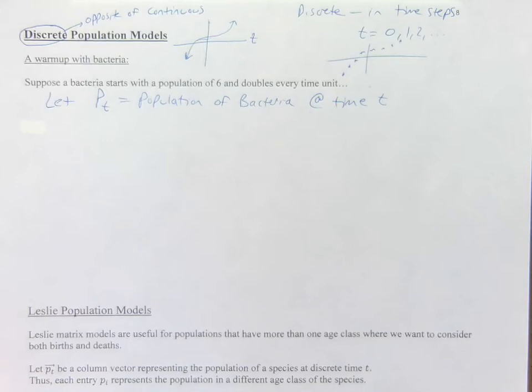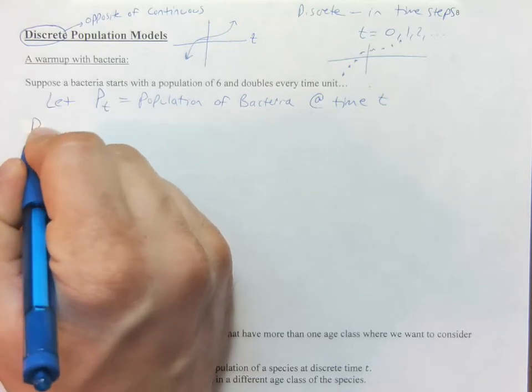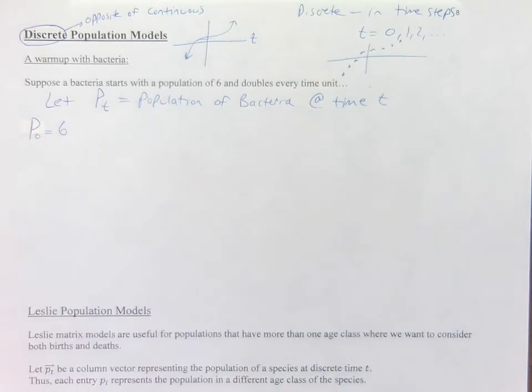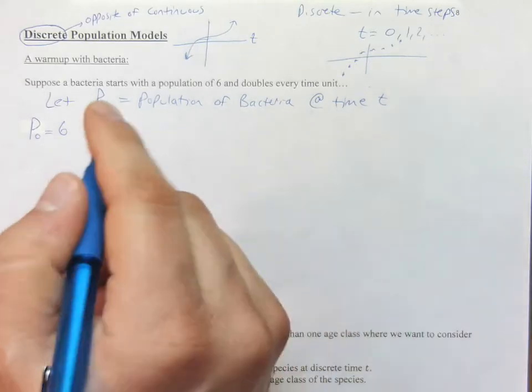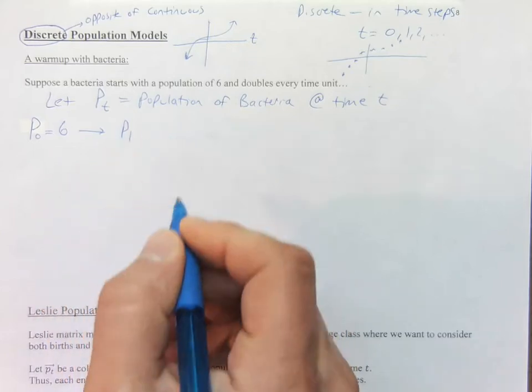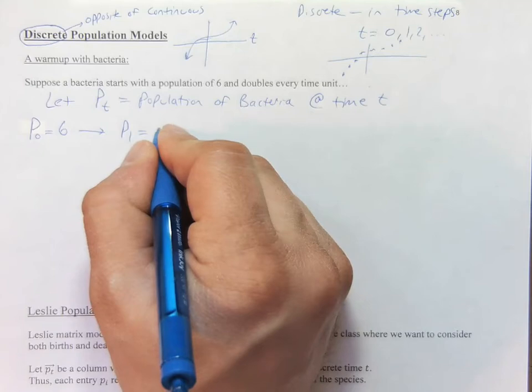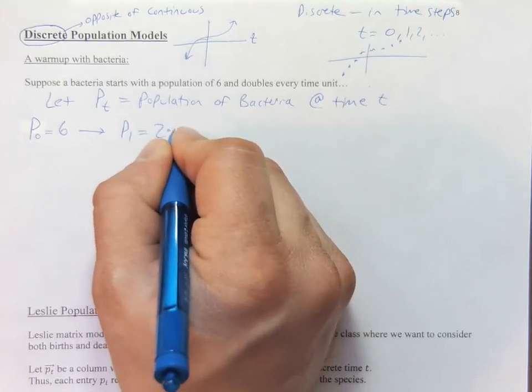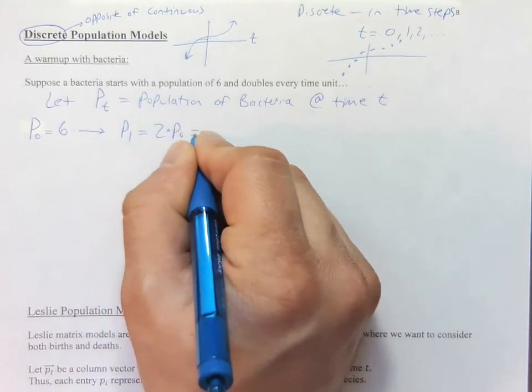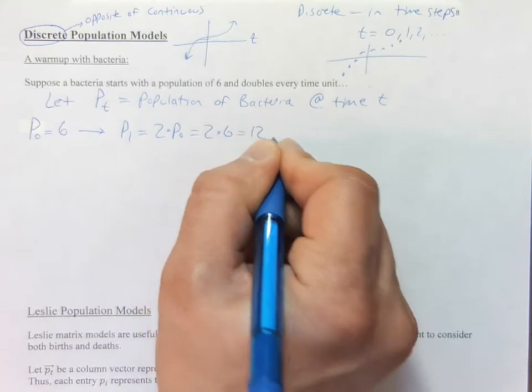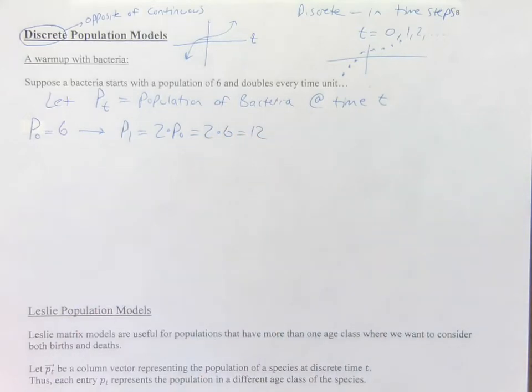And so we're being told that it starts with 6 individuals. So that means at the 0 time step, P0, there are 6 bacteria. That's what's being told to us in the problem. And we're also being told that it doubles every time step. And so when we move on to time step 1, P1, this 6 should have doubled, right? And so it should be twice what we started with, which is 2 times 6, which is 12, right?